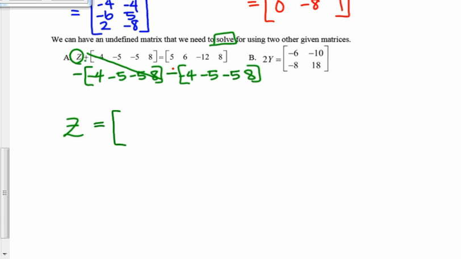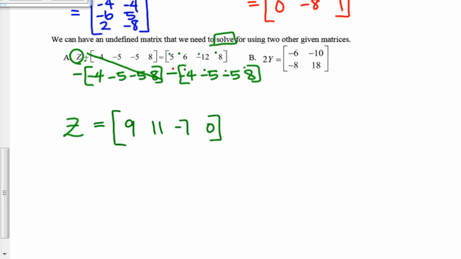So I'm going to take 5 and subtract negative 4, which means I'm just adding 4. So 5 plus 4 gives me 9. And then 6 minus a negative 5, or 6 plus 5 gives me 11. Negative 12 minus a negative 5, or negative 12 plus 5 gives me negative 7. And then 8 minus 8 gives me 0. And there's my answer.